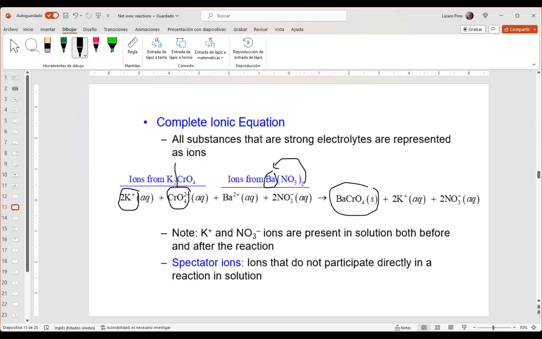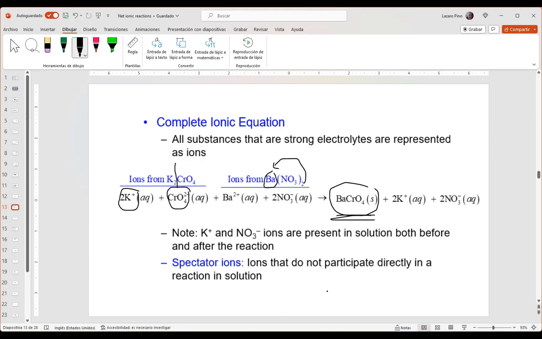Well, the solid remains without being in ionic form, because it is not a soluble compound, so it remains as a solid. You don't divide it into ions. And on the other hand, you have that potassium and nitrate are ions. Now, what are you supposed to do?